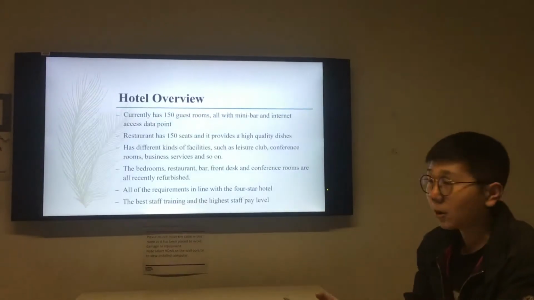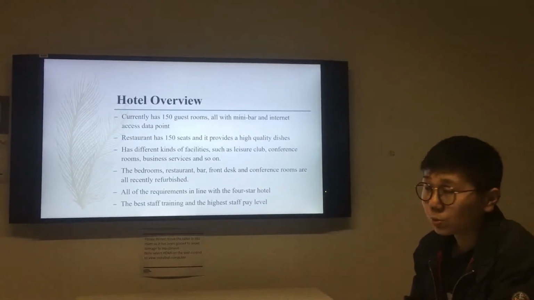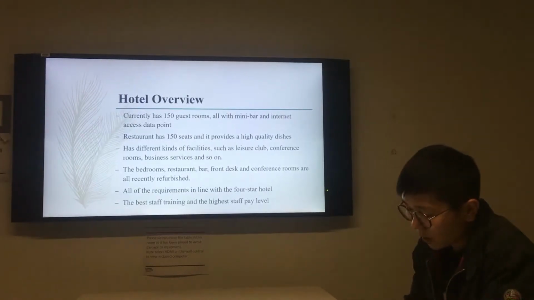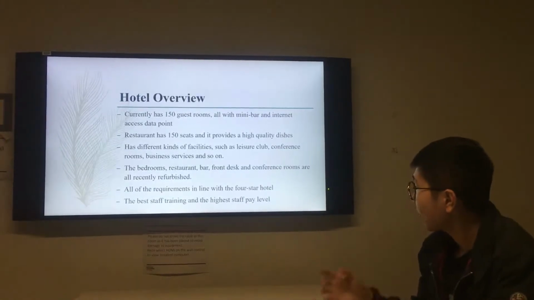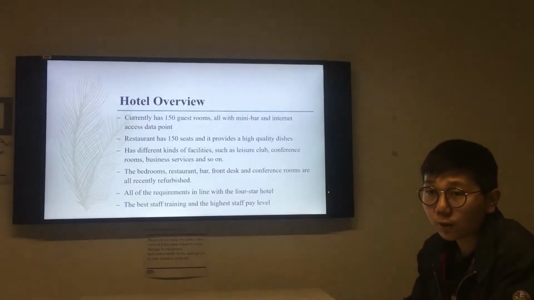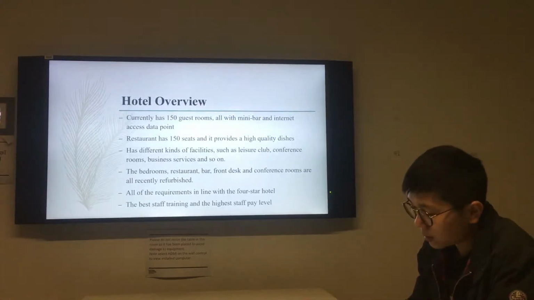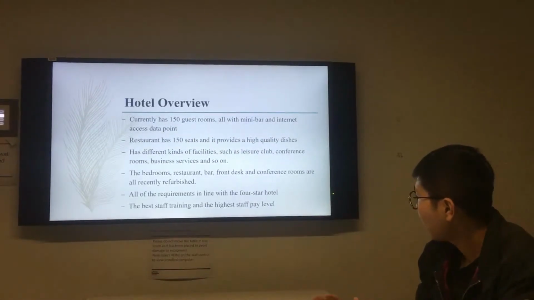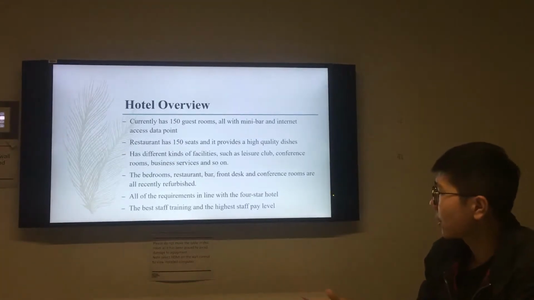Now I will talk about the hotel overview. Currently, we have 150 guest rooms, all with a minibar and internet access data points. Our restaurant has 150 seats and provides high quality dishes. We also provide different kinds of facilities such as a leisure bar, a shop in the hotel, a health club, and a conference room for many customers, and we also provide business services as well.